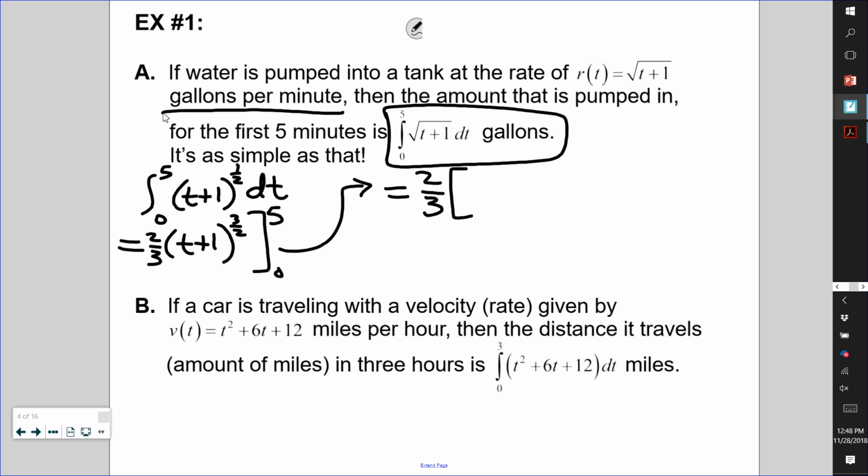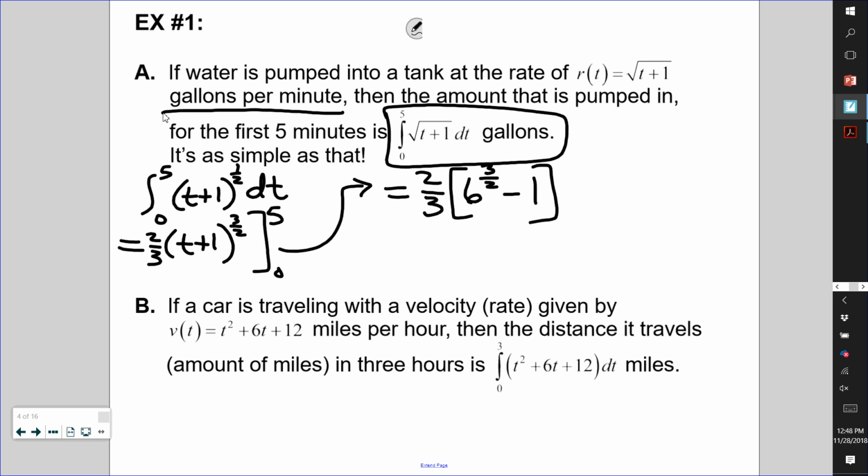So what happens when you plug in t? Plug in 5 for t. 6, and it's just 6 to the 3/2. Just leave it. Don't care. Minus 1 to the 3/2. Here's the part where people mess up. They just assume anytime it's 0, I just put 0. It's not. It's 1 to the 3/2, which is 1. So I'm done. That's a number answer.